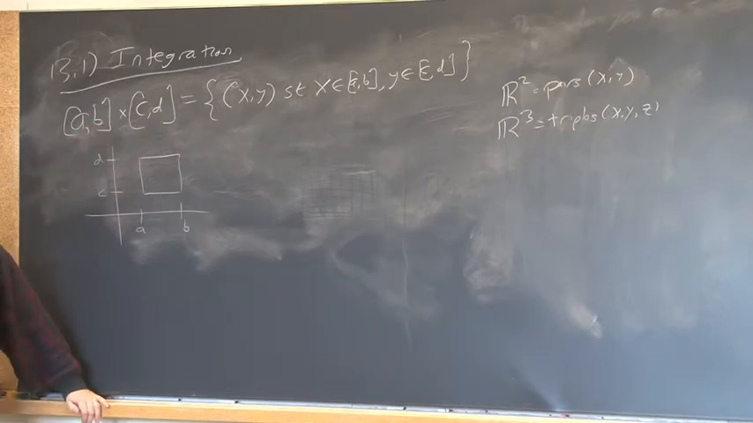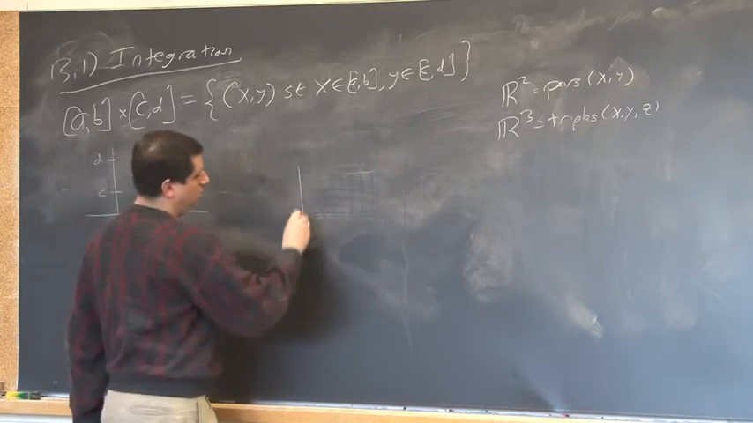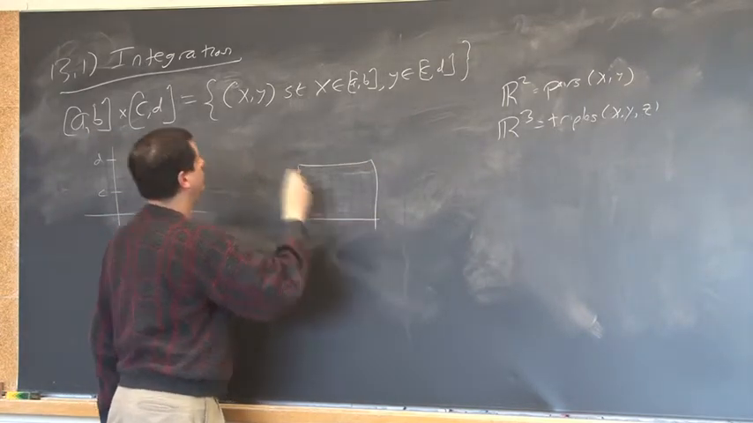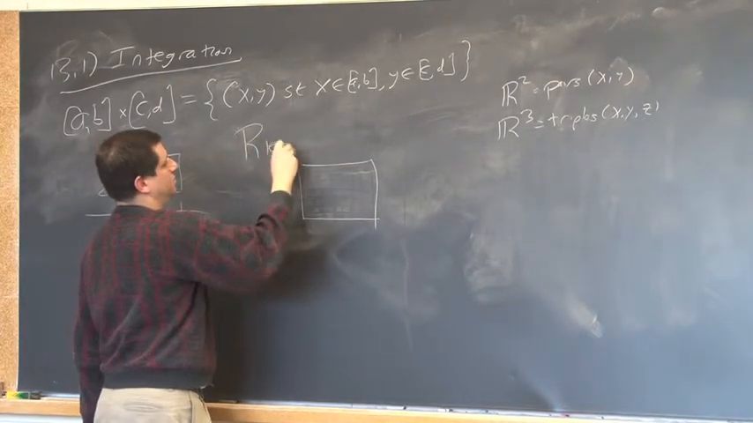And the question is, how do we integrate like this? Well, we basically do what we did in one dimension. We do Riemann sums.